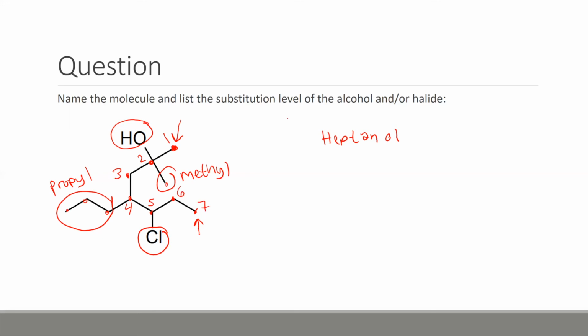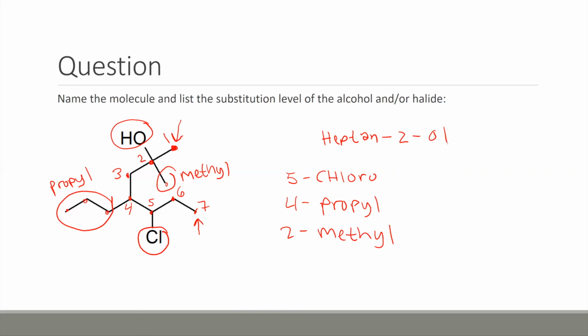So let's list our groups with their numbers, and then we'll put it all together. We have a chlorine at position 5. That's 5-chloro. We have a propyl at position 4. And we have a methyl at position 2. Okay. And our alcohol is also at position 2. So the base name is going to be heptan-2-ol.